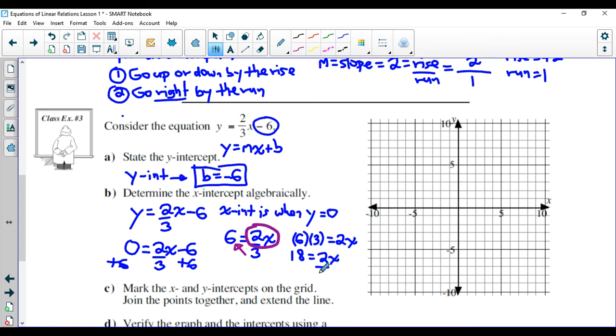To solve for x, divide both sides of the equation by 2. Divide by 2, the 2s cancel. And then you'd have your x-intercept is equal to 9.